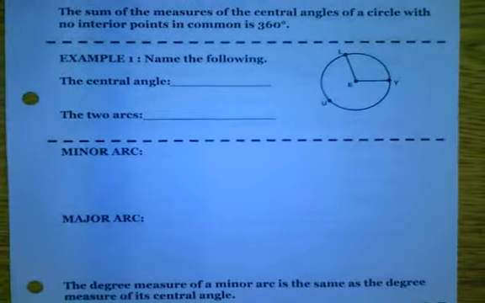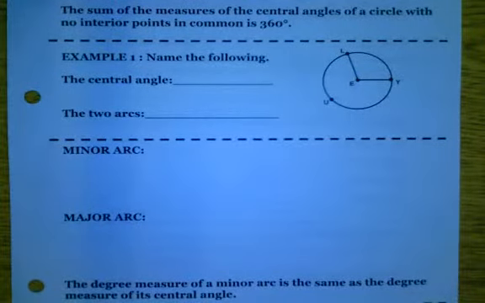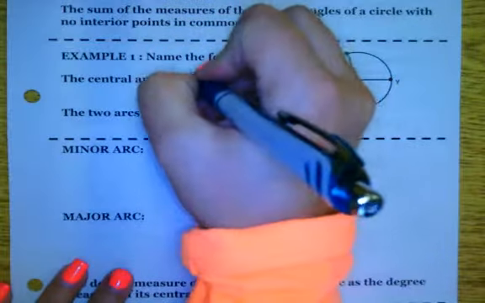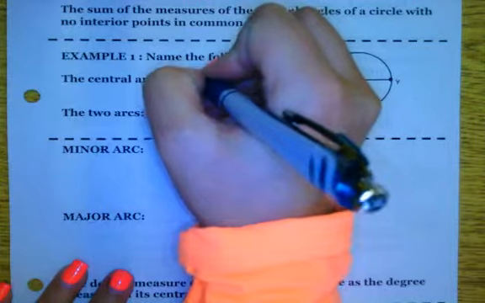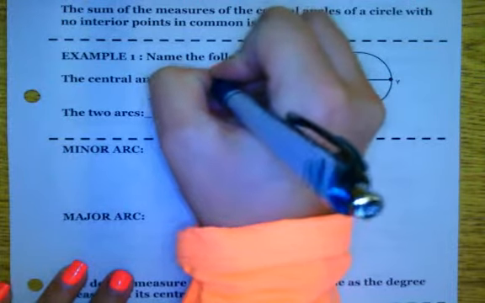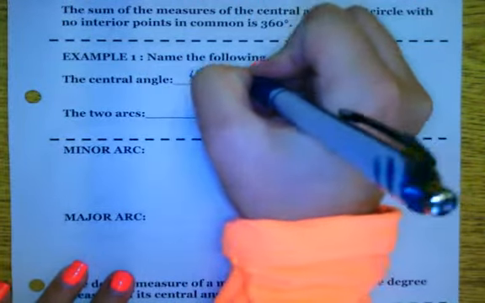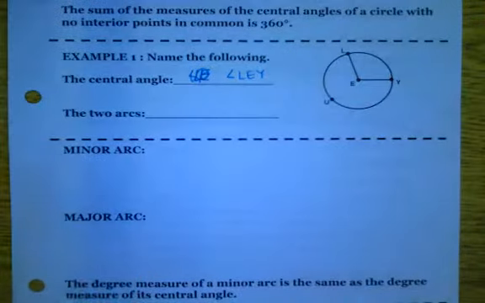Okay, so for example 1, it says name the following. What is the central angle? Angle LEY. Okay, make sure you're using 3 points to name our angle. It's not just angle E. 3 points to name our angle.